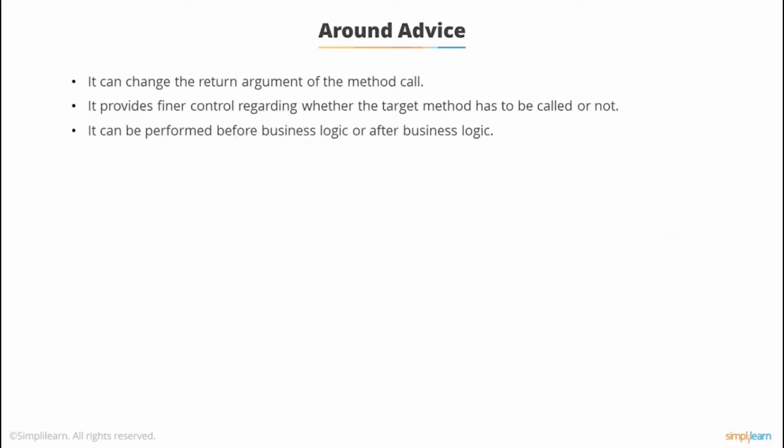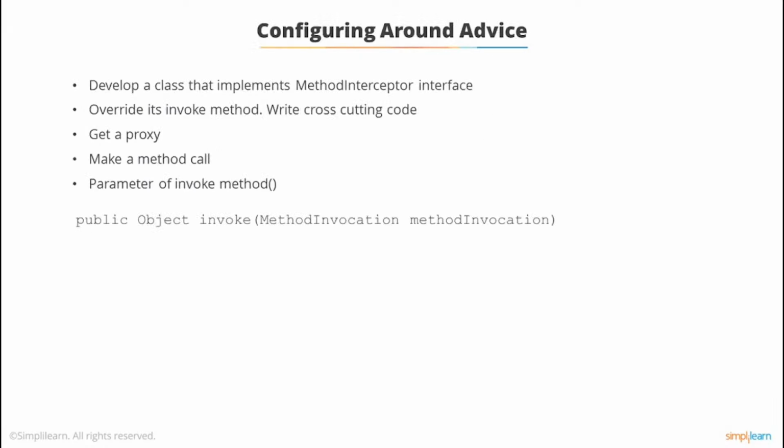Around advice can change the return argument of the method call. It provides finer control regarding whether the target method has to be called or not, and it can be performed before business logic or after business logic. How do you configure around advice? You set up a class that implements the method interceptor interface. You then override its invoke method. You write the cross-cutting code. You get a proxy. You make a method call, and the parameter of the invoke method is to be passed.